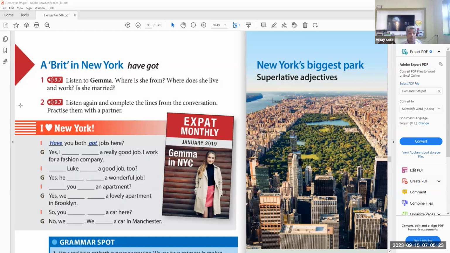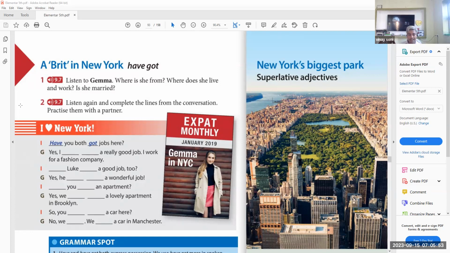Okay, now please respond. What did you write in the blank space? "Have you both got jobs here?" "Yes, I have got a really good job. I work for a fashion company." Okay. Then the interviewer asks, "Has Luke got a good job too?" Then Gemma says, "Yes, he has got a wonderful job."